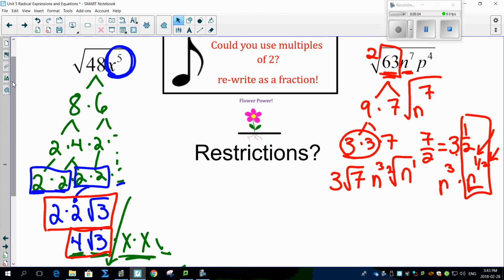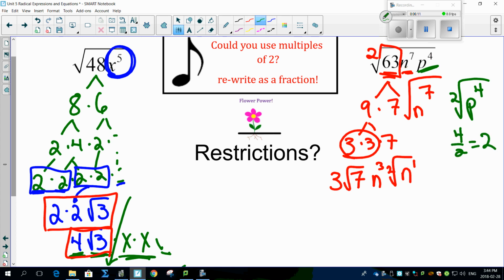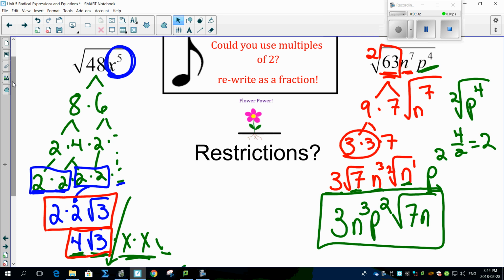Let me clean this up a little bit because we need some room. Finally, we have the last one, which is p to the 4. So we got the square root of p to the 4. Now check this out. This is 4 over 2. Well, 4 over 2 is 2. So this is p to the 2. That's it. Clean it up. You got a 3 here. You got an n cubed here. You got a p squared here. What's under the root? 7 and n. There you go. And that's how you solve these ones. A little bit more complicated, but the end result is, again, looking for pairs.